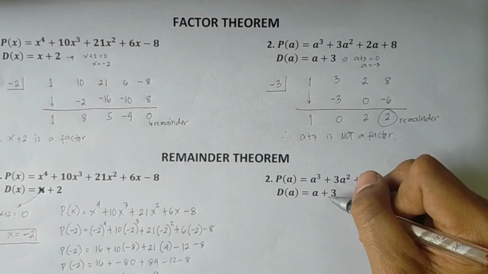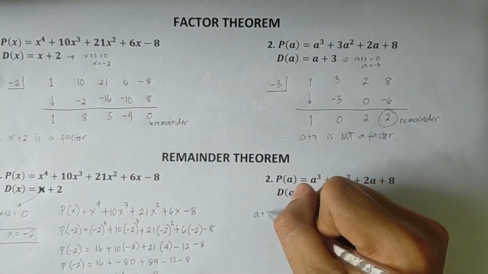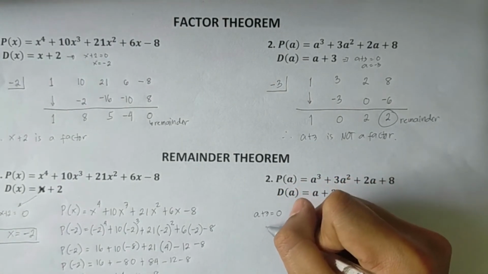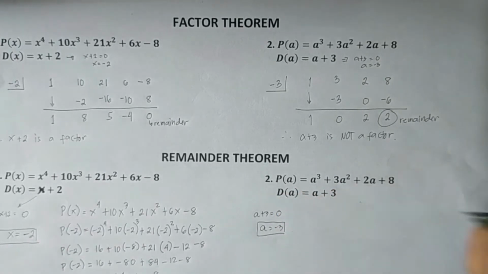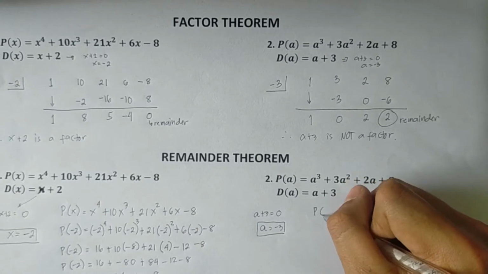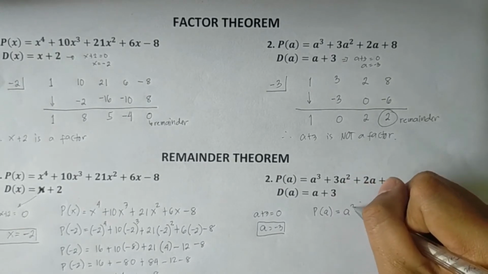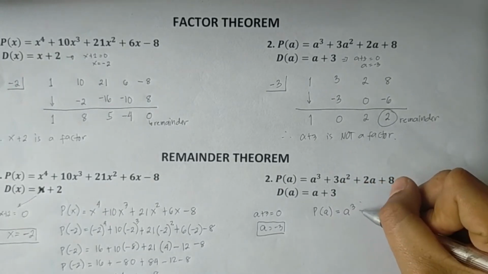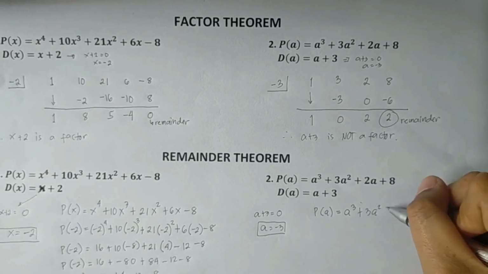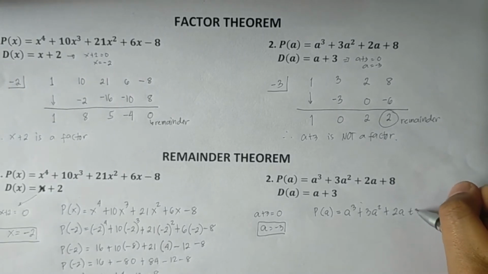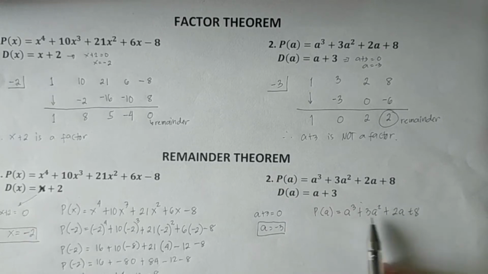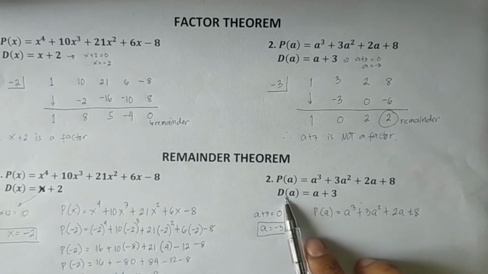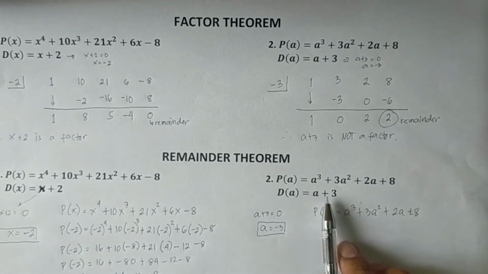Okay, so what is the value of a here? So a plus 3 equals 0. Transpose positive 3, that is negative 3. So your P of A is equal to A cubed plus 3A squared plus 2A plus 8. So substitute the value of A here by -3 that comes from your D of A or the divisor.